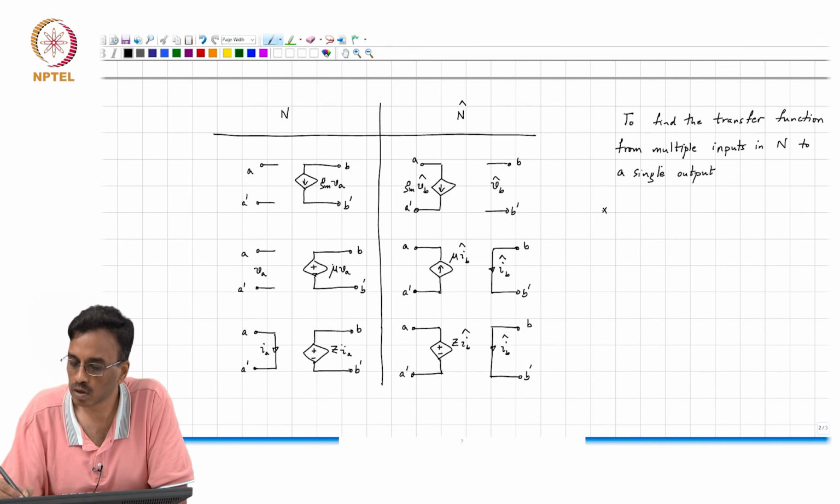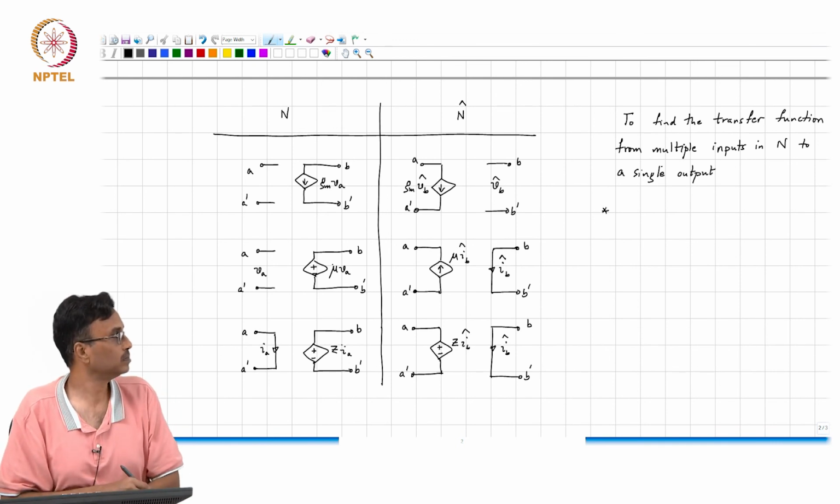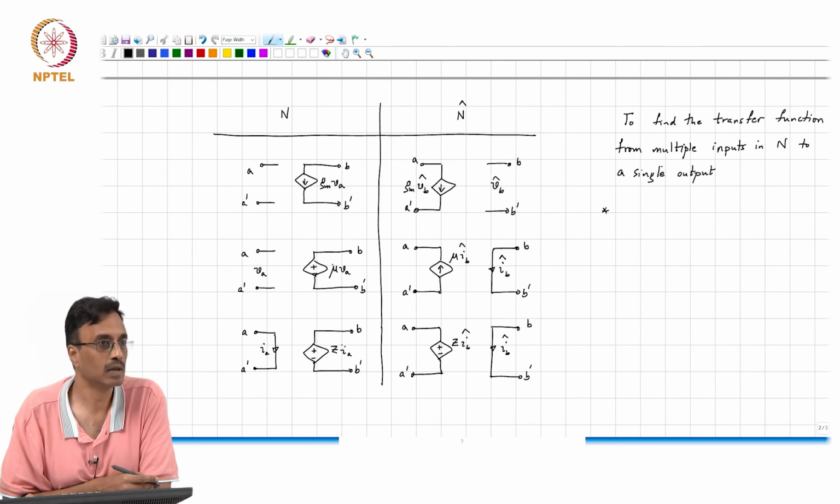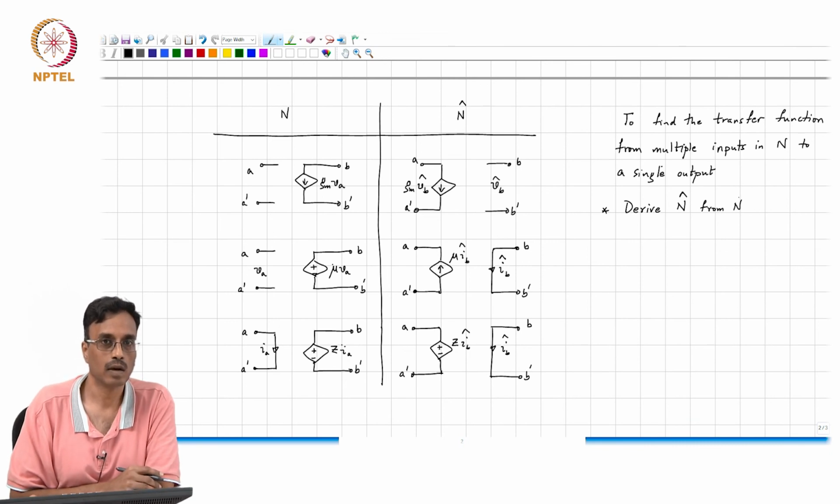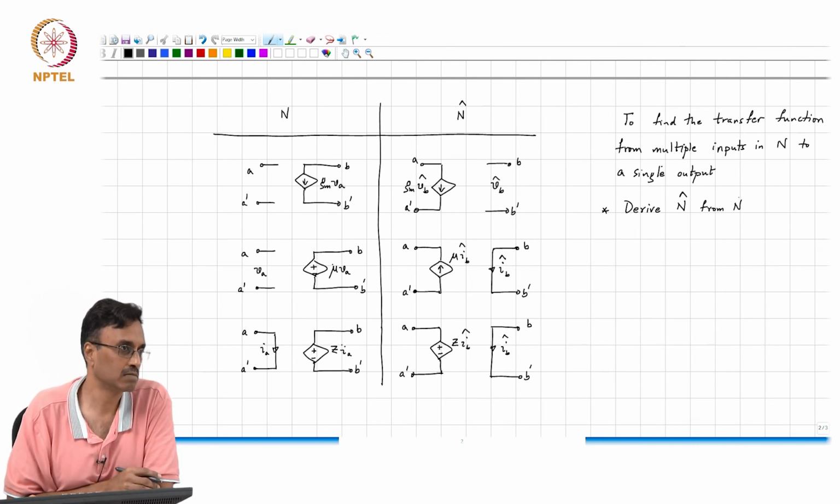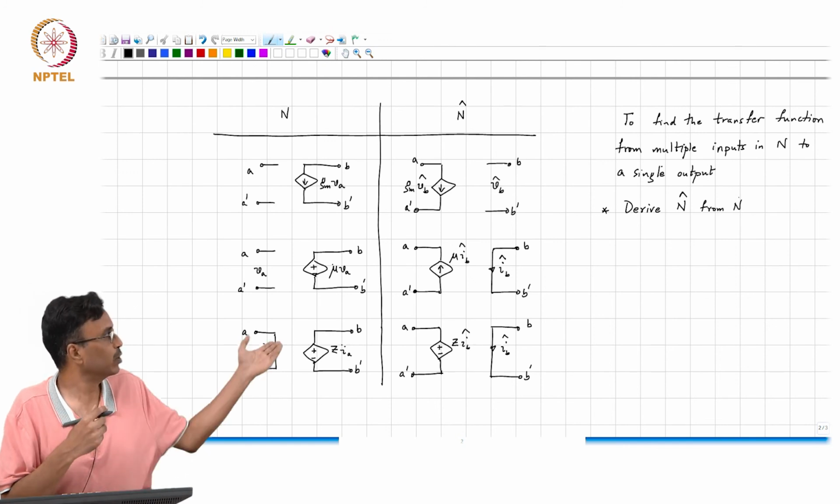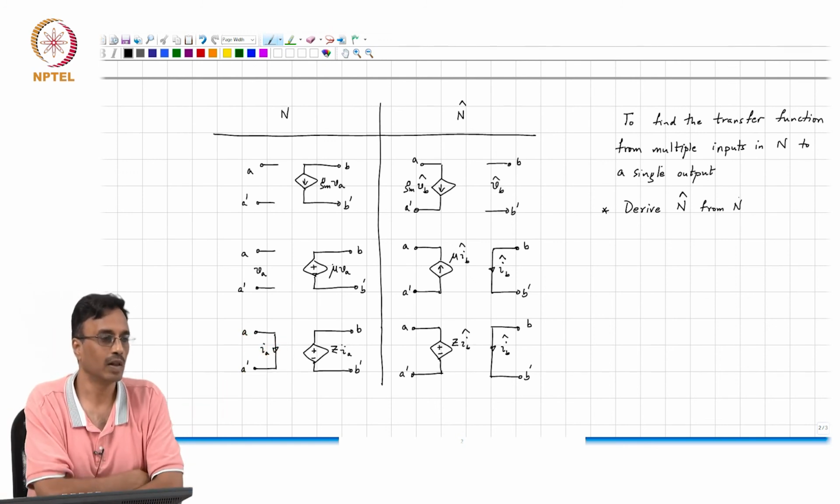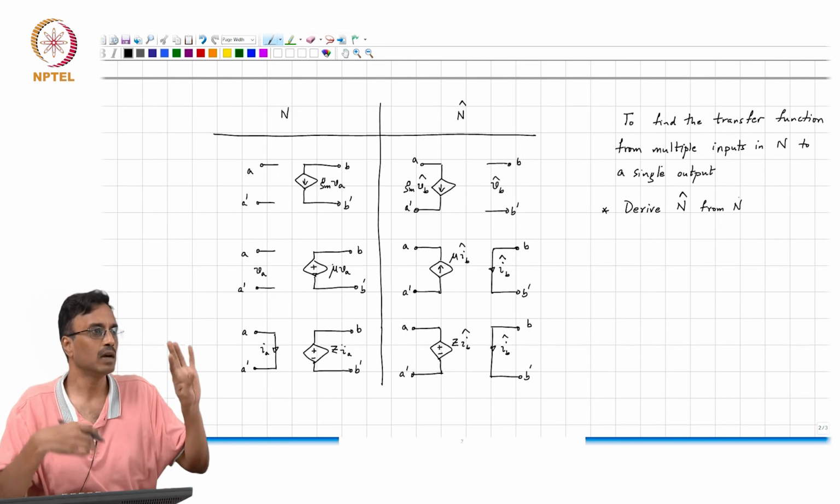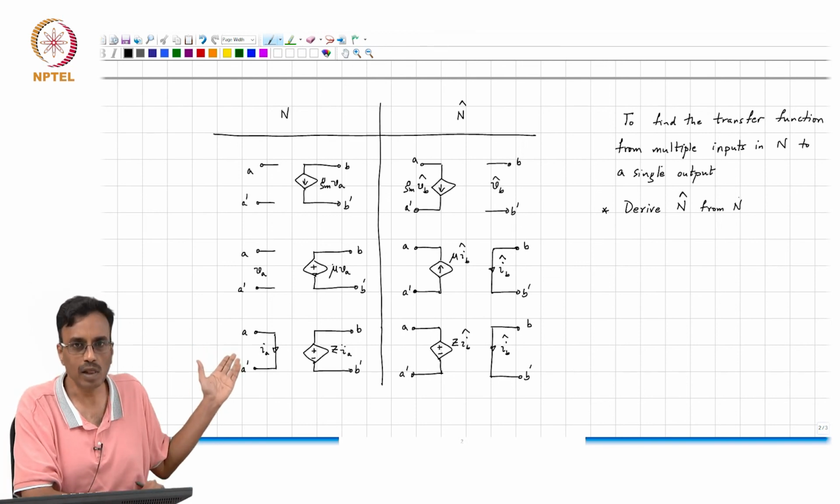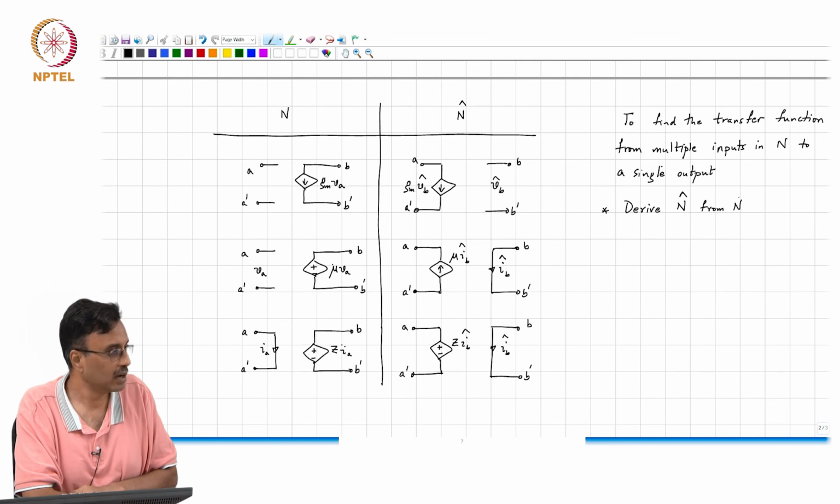What should you do? What is the first step? Derive N hat from N, correct. And how do you derive N hat from N? Well, you simply look at this table. All the bilateral elements, namely the R, L and C, remain the same, and all you need to do is flip the control sources as per this table, which you know how to derive, okay, and therefore you have N hat. Then what do you do?